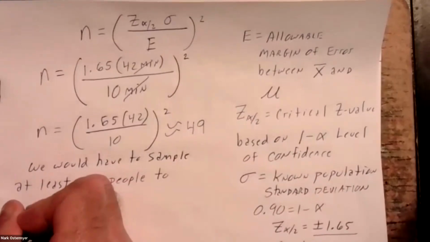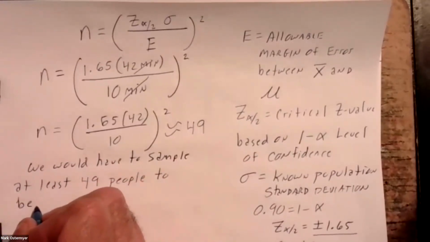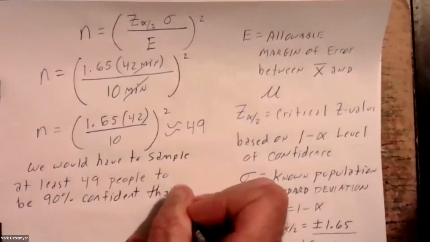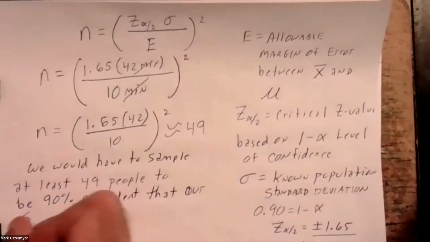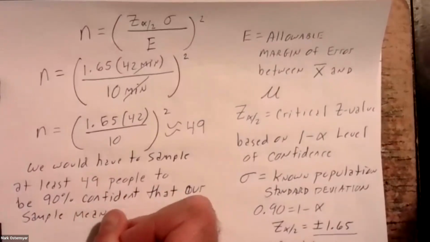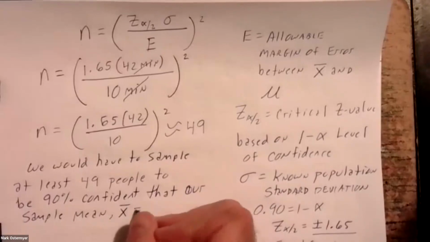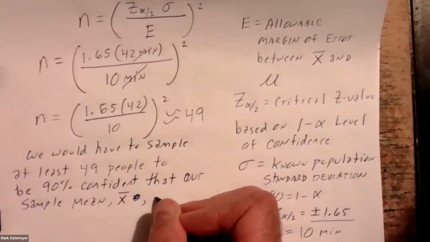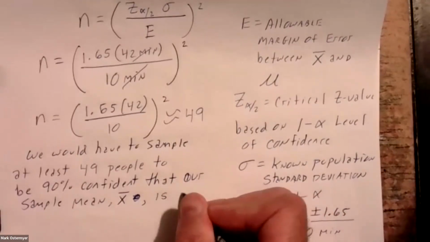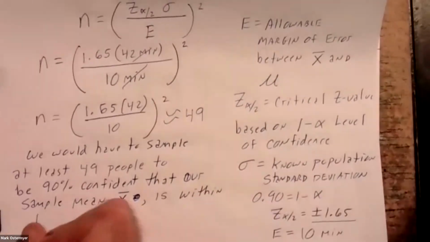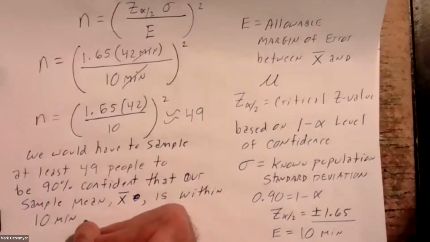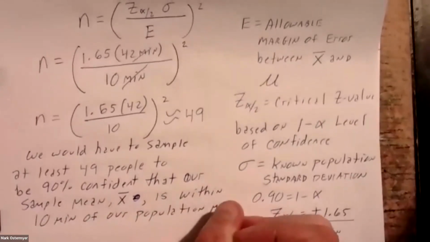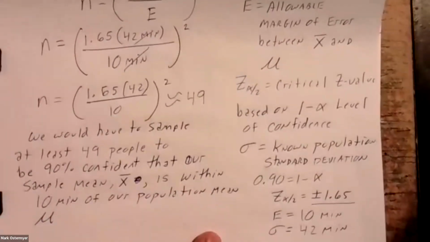to be 90% confident that our sample mean X bar, that our sample mean X bar, okay, is within 10 minutes of our population mean. And the population mean is mu, okay?